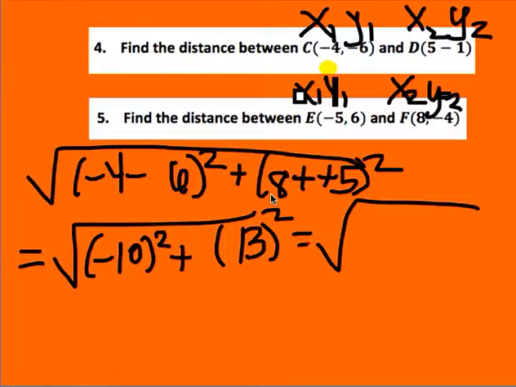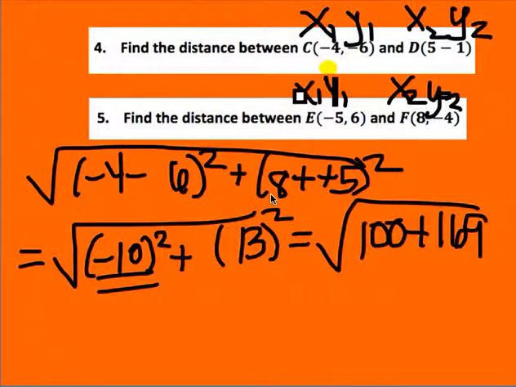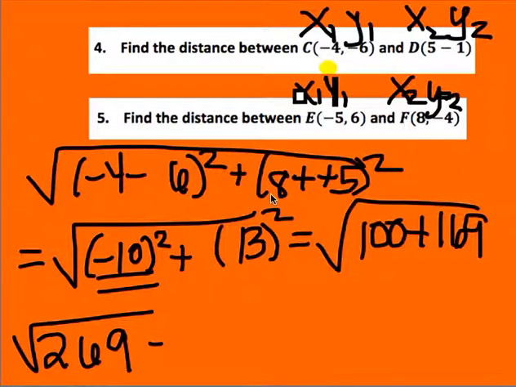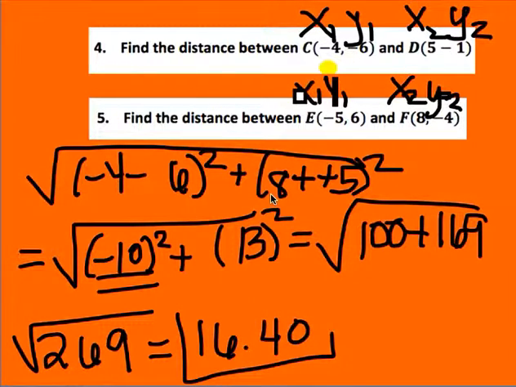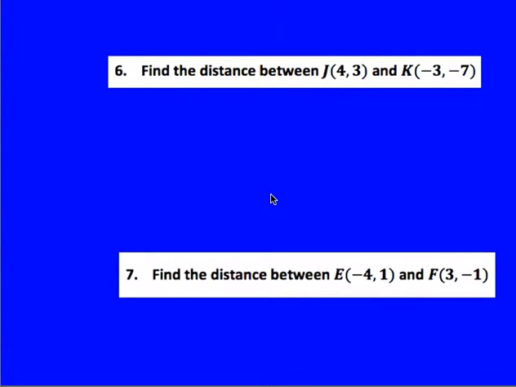So now I'm going to go ahead and square those. Big thing to know, whenever you square a negative number, it should always, always, always come up positive. So be very careful about how you're entering that into your calculator. And then here, 13 squared is 169, so all of those are being added. So then I end up getting the square root of 269. So I do want you to actually square that in your calculator, and then you end up getting 16.40 as your answer.